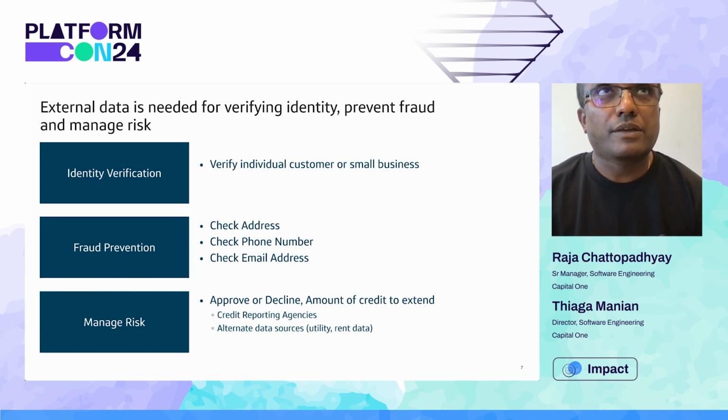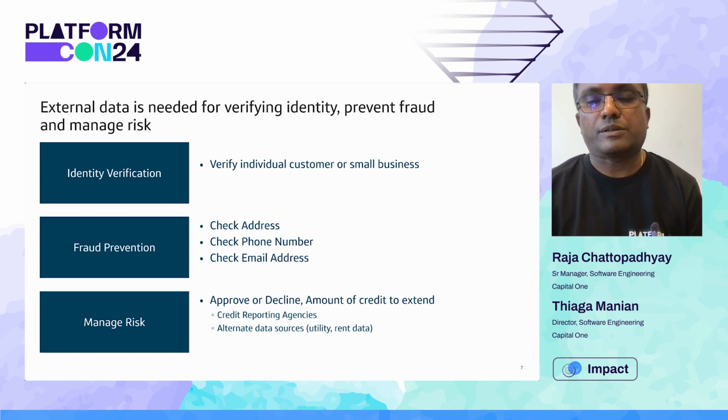When a person is applying for a credit card, or it could be a loan, or it could be a mortgage, there is information that is provided by them. But in addition to that, some external data is also needed. So this would be some data that is needed for your identity verification. This is needed through regulatory requirements for being compliant with the regulations. And we want to check whether it's an individual customer or a small business is who they say they are.